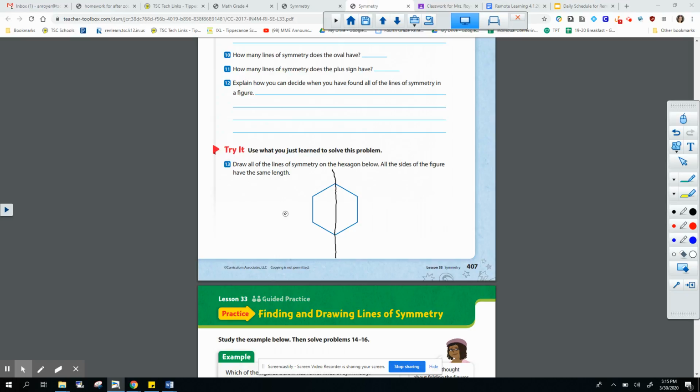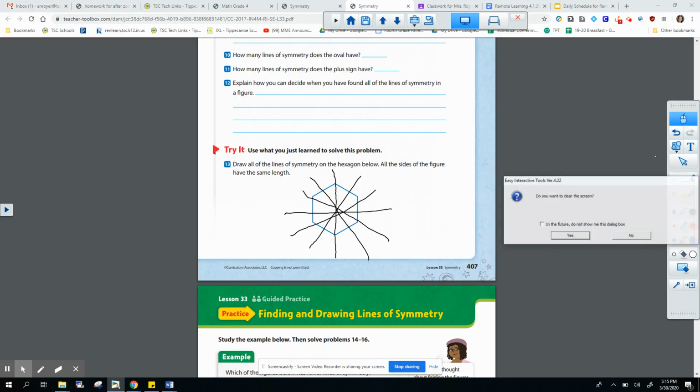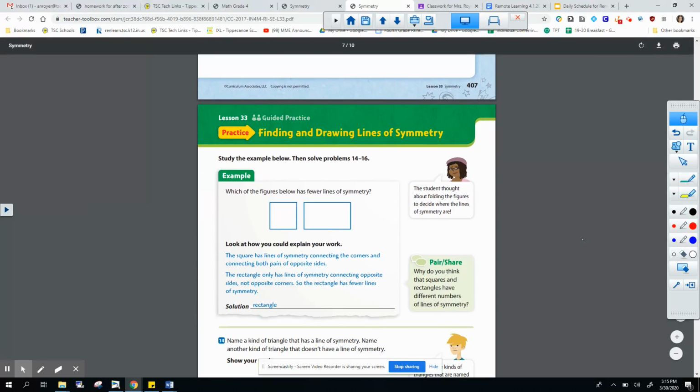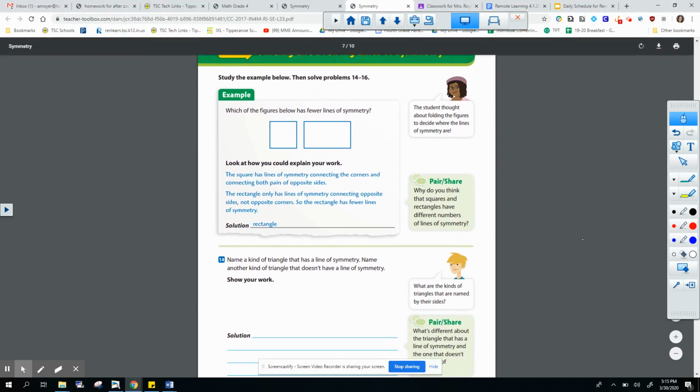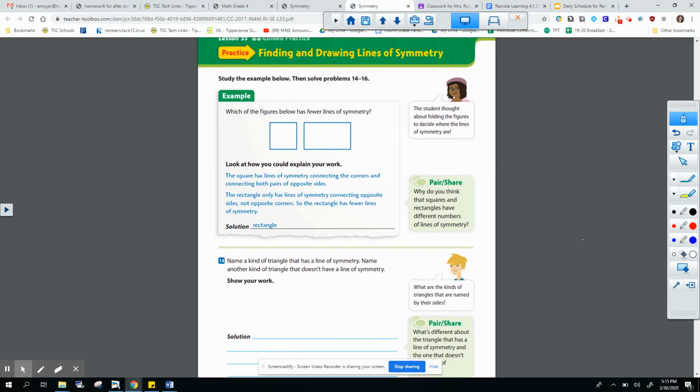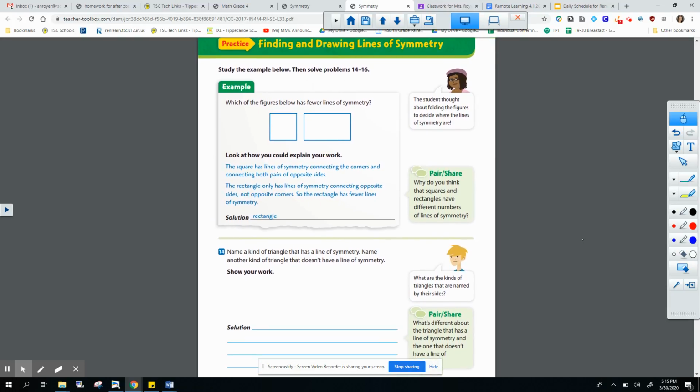So here's 1, 2, 3, 4, and then angle to angle 5, and angle to angle 6. So there are my 6 lines of symmetry. Okay, when I move my paper down, you're going to the next paper. We're going to complete these questions together.